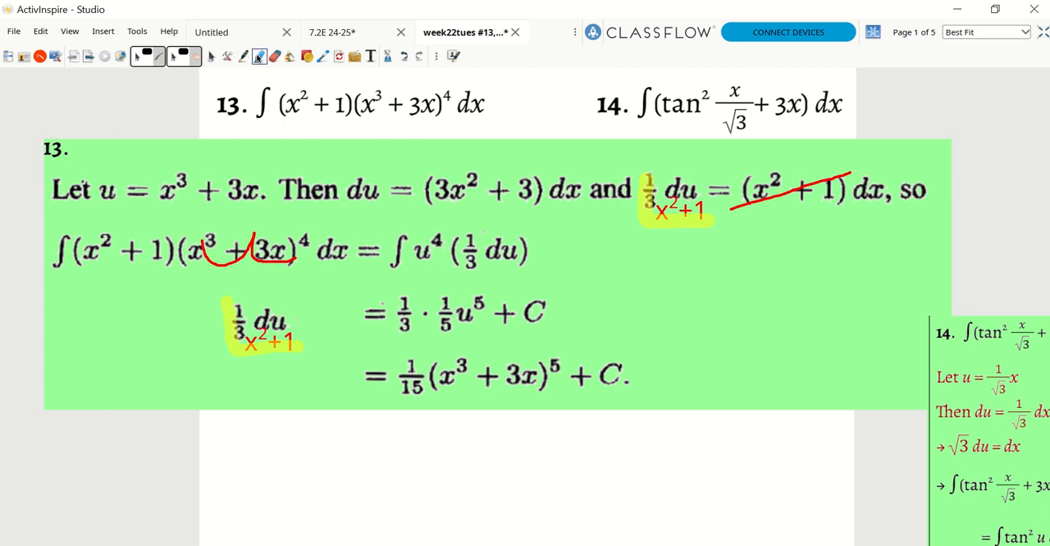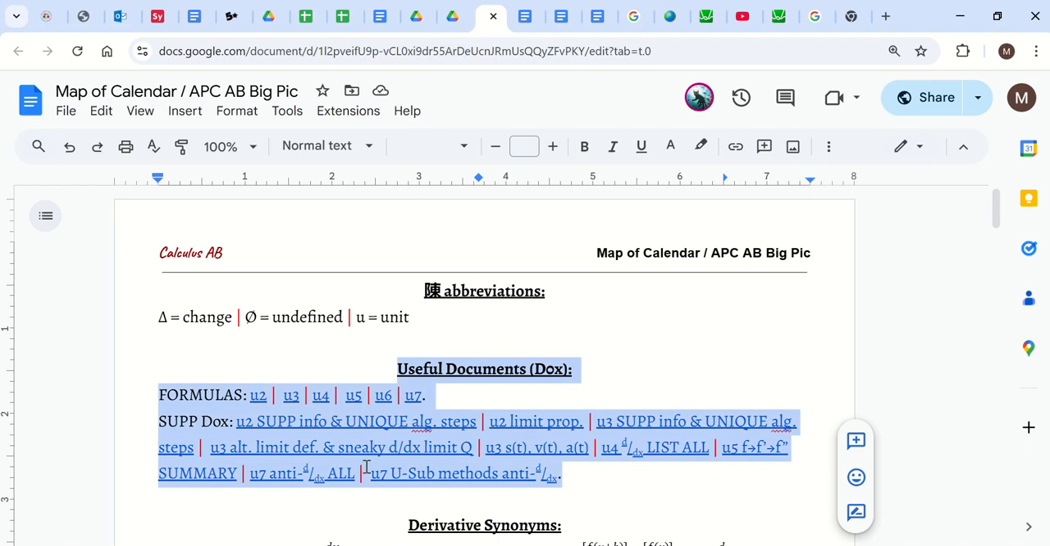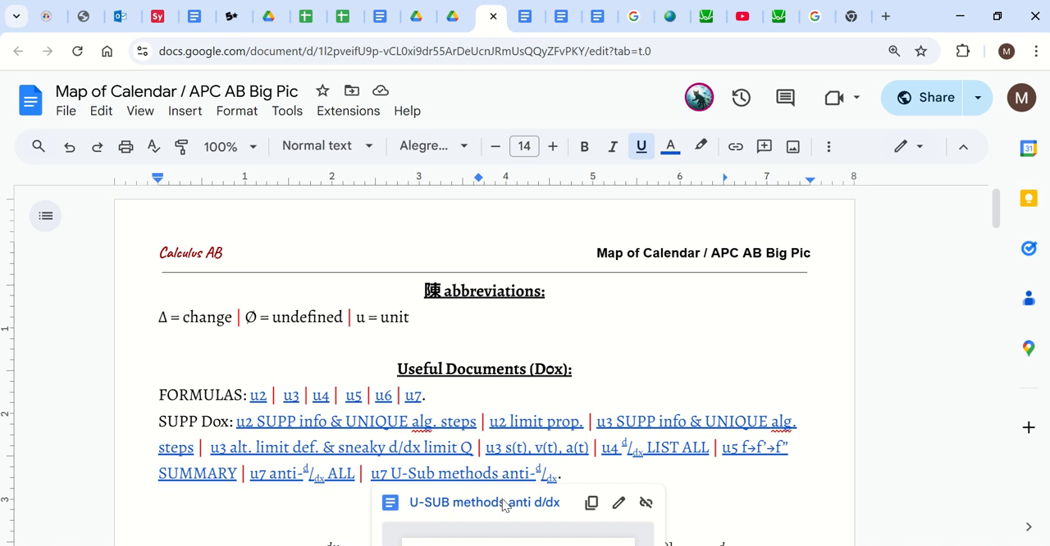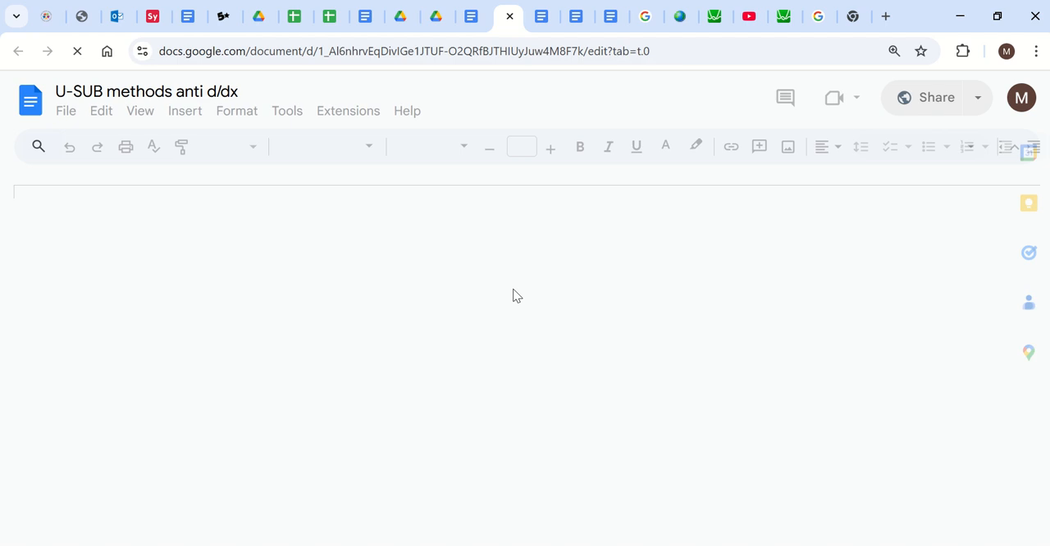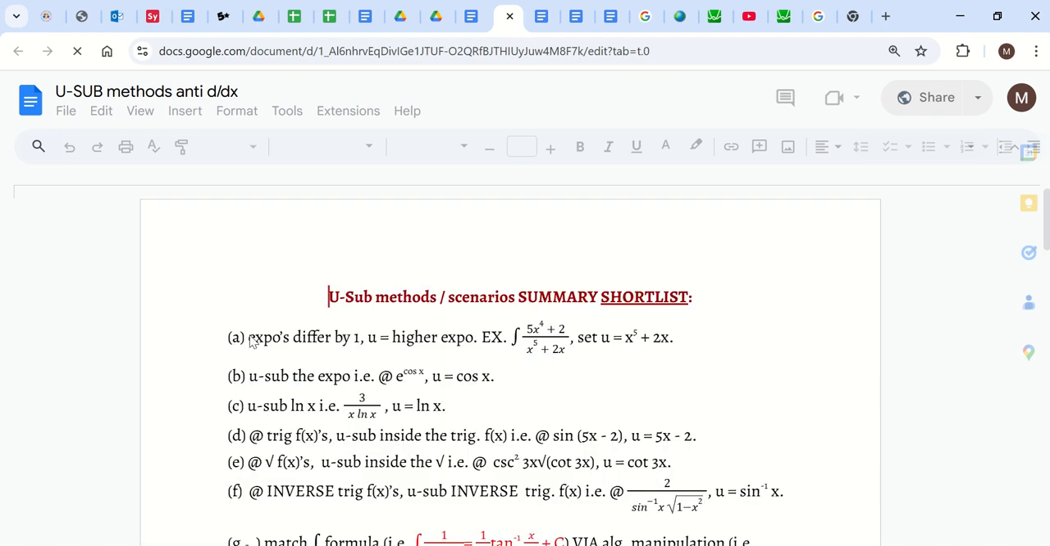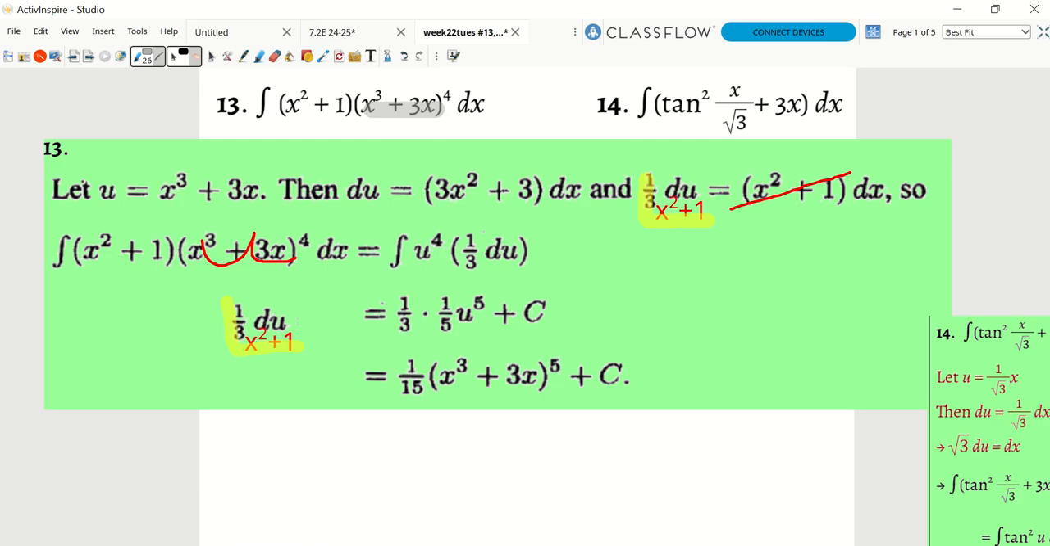Number 13, we're going to do a U substitution based off U substitution methods, and we're using the first one, which is when the exponents differ by 1, U sub the top one, or the higher one. So here's the higher one, U sub that, go through the motions, and you have this right here. They wrote this, but then I just divided both sides by x squared plus 1, and I get this when you isolate dx.